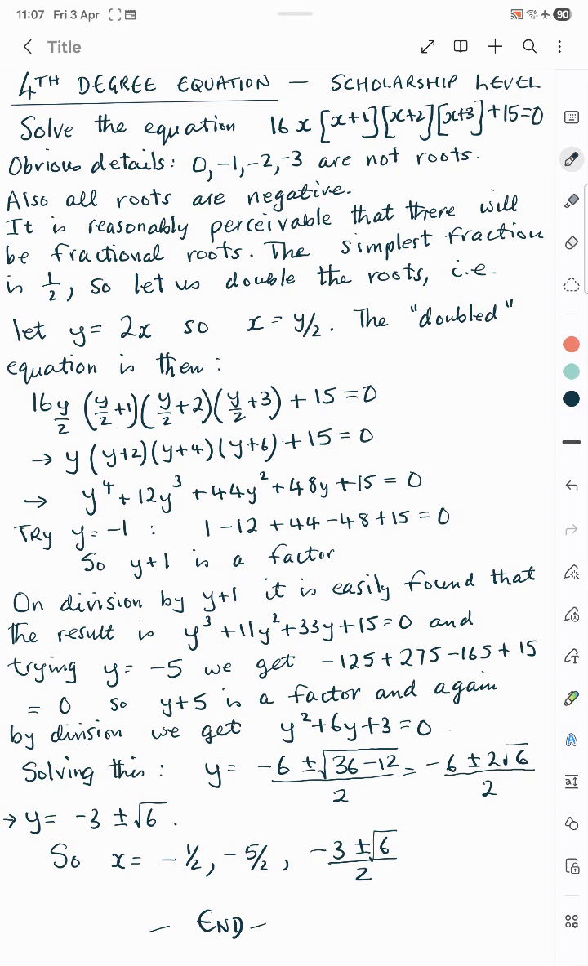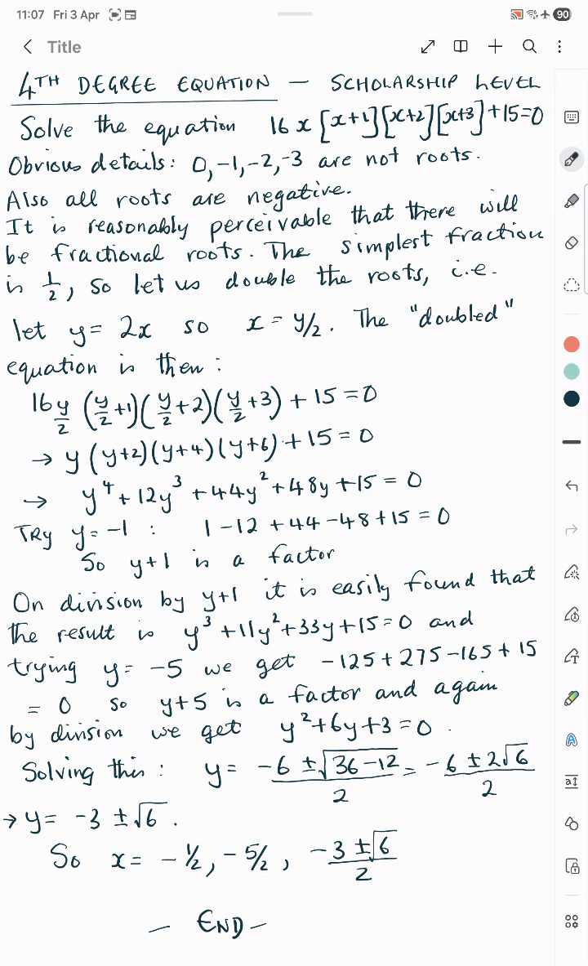And let's try y equals minus 5, because 5 is a factor of 15. We'll get minus 125 plus 275 minus 165 plus 15, and that also comes to 0. So y plus 5 is a factor, and again by division we'll get y squared plus 6y plus 3 equals 0, and that's a standard quadratic equation, and we can solve that using the quadratic formula.